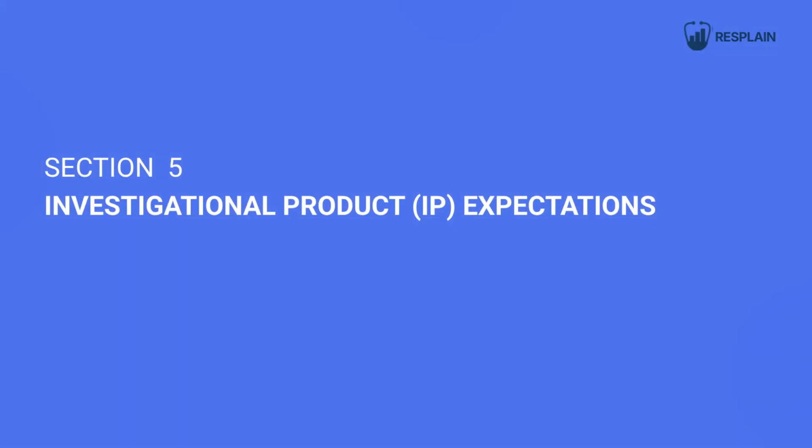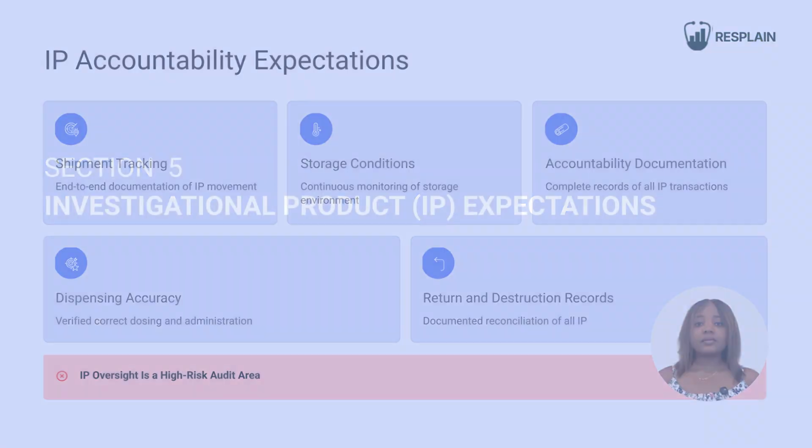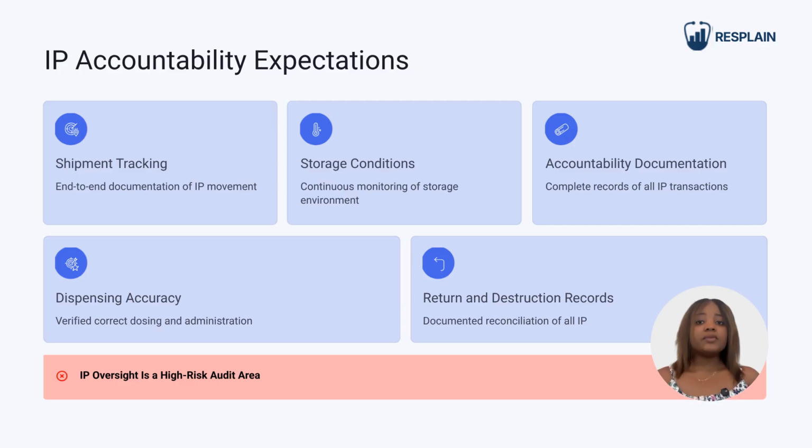Section 5. Investigational Product (IP) Expectations. Investigational product management remains one of the highest risk operational areas during clinical trial audits. R3 expands expectations around investigational product accountability, handling, dispensing, administration, return, and storage oversight.